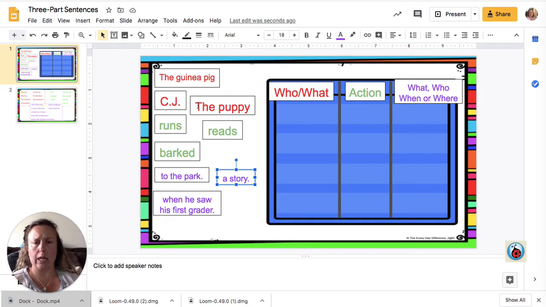So what is a whole idea? A whole idea needs to include a subject and a verb. So it needs to include a who or a what. It needs to include an action, so that's a verb. And it also needs to include where, when, what, who, or how that interaction occurred. So I've taken these three parts of the sentence and changed them into three different colors to help us color code the three different parts of a full sentence.